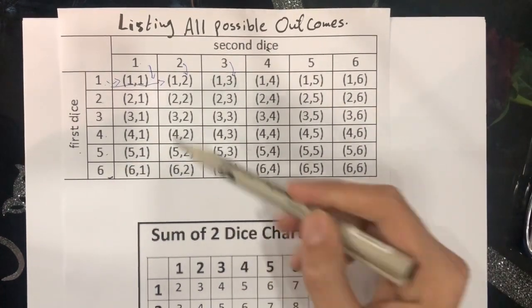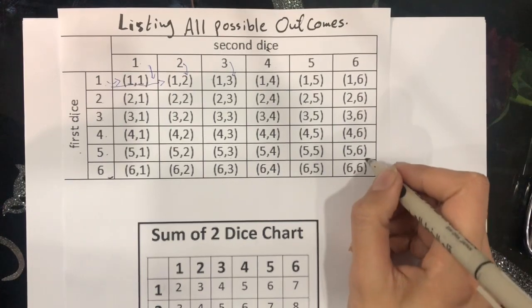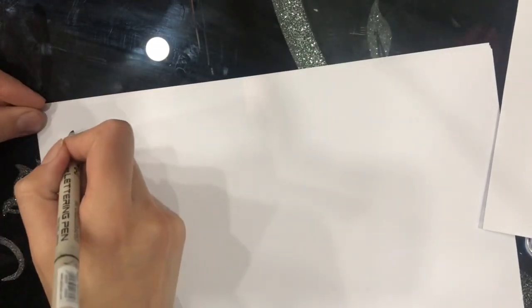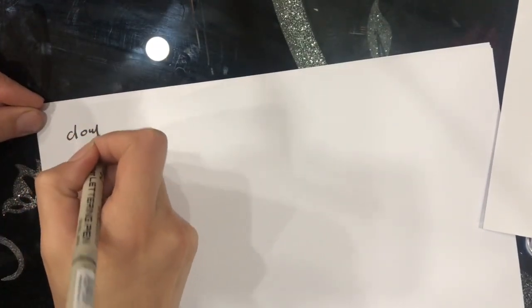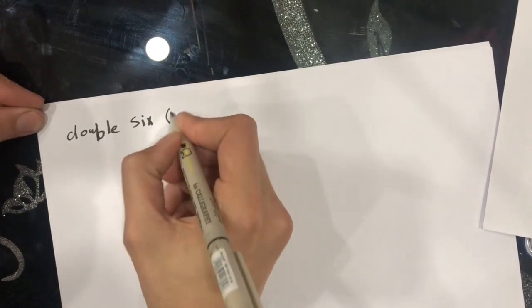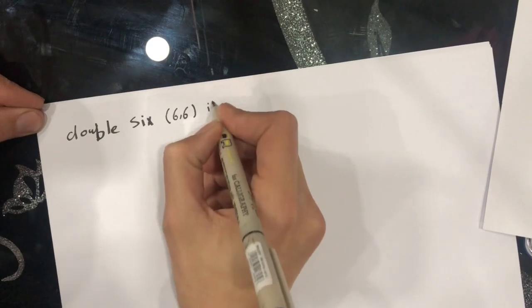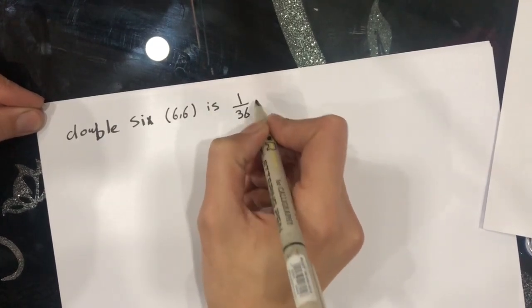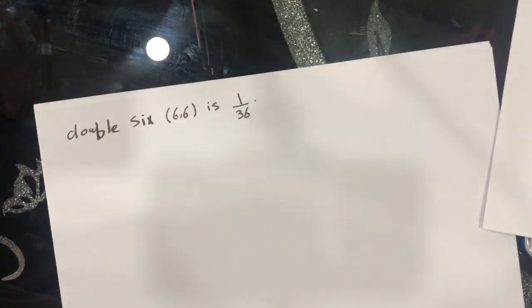If you look through all the outcomes, it will only be one. So you can say the probability of getting a double six is 1 out of 36 because we have 36 mutually exclusive outcomes.